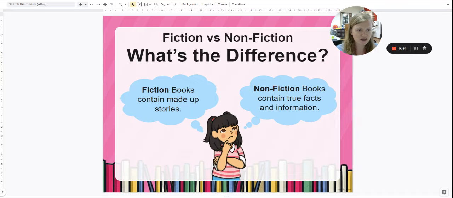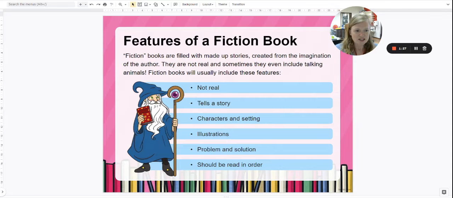So fiction and non-fiction, what is the difference? A fiction book contains a made-up story. It comes from the imagination of the author. And a non-fiction book contains true facts and information. And I think what we've been learning about in English this last week falls into this category. Say a recipe book or an instruction manual, a how-to manual, are very good examples of non-fiction books containing true facts and information. So let's quickly look at the features of a fiction book.